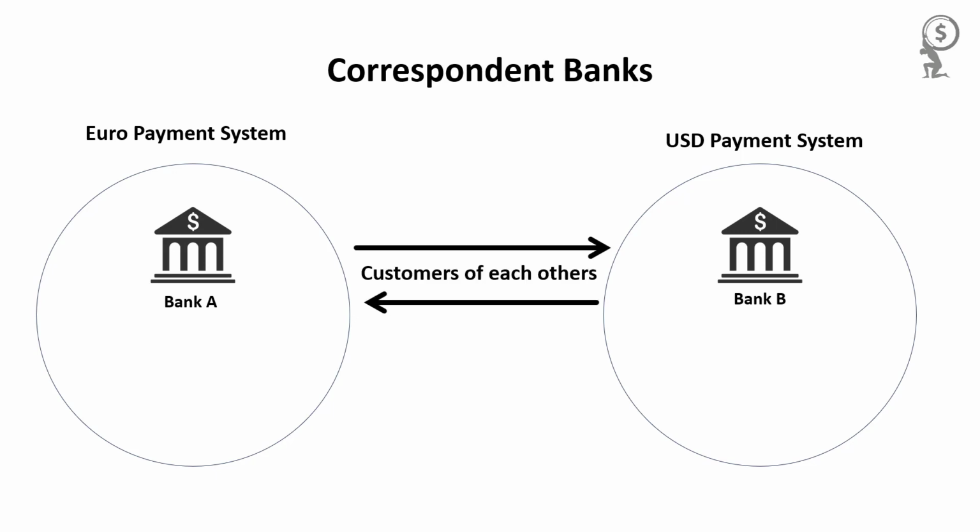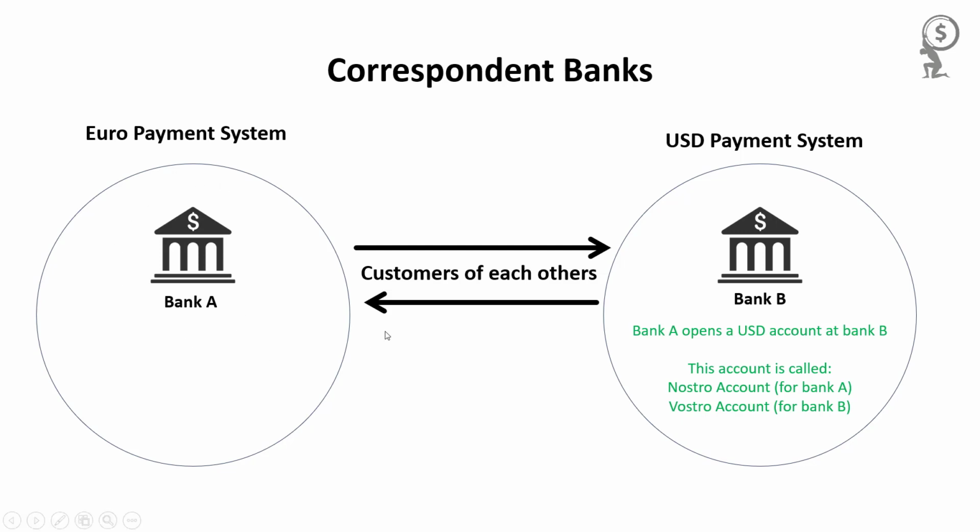To make it simple, let's talk about the account that bank A will open at bank B. So bank A opens a USD account at bank B, and this account can have one of two names, either a nostro or a vostro. It depends on who is calling the account. If bank A is mentioning this account, it will say it's the nostro account because it's the account of bank A. But bank B will call it the vostro account.